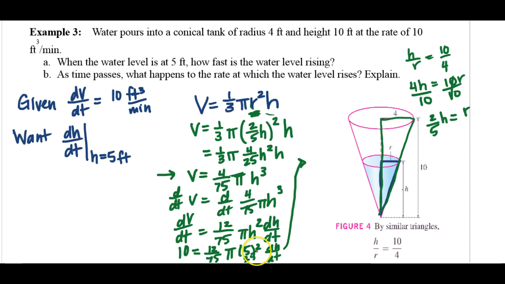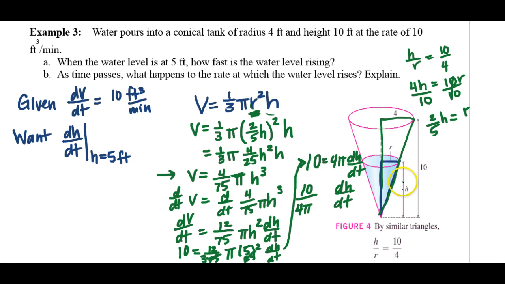This would be a 25, so the 25 and the 75 would cancel. This is just going to give me 12 over 3, and 12 over 3 is 4 pi. So this is 10 equals 4 pi dh/dt. I just simplified: 5 squared was 25, 25 over 75 gives me 1 over 3, but now 12 over 3 is 4. So 4 pi is what's left, times dh/dt. In other words, dh/dt is 10 over 4 pi.